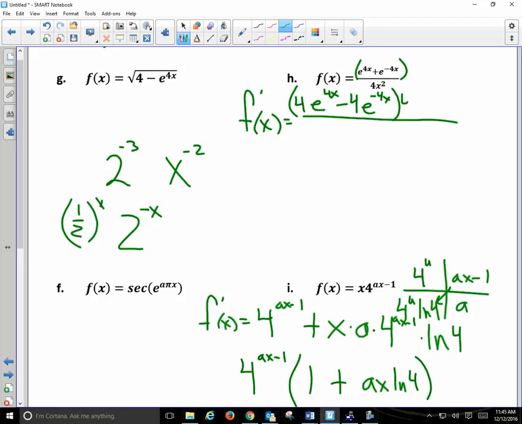Times the bottom minus the derivative of the bottom, derivative of the, or top left alone, e to the 4x plus e to the negative 4x, all over 16x to the 4th. What's going to happen? What cancels? I could take a 4 out, and I can take an x out, right?